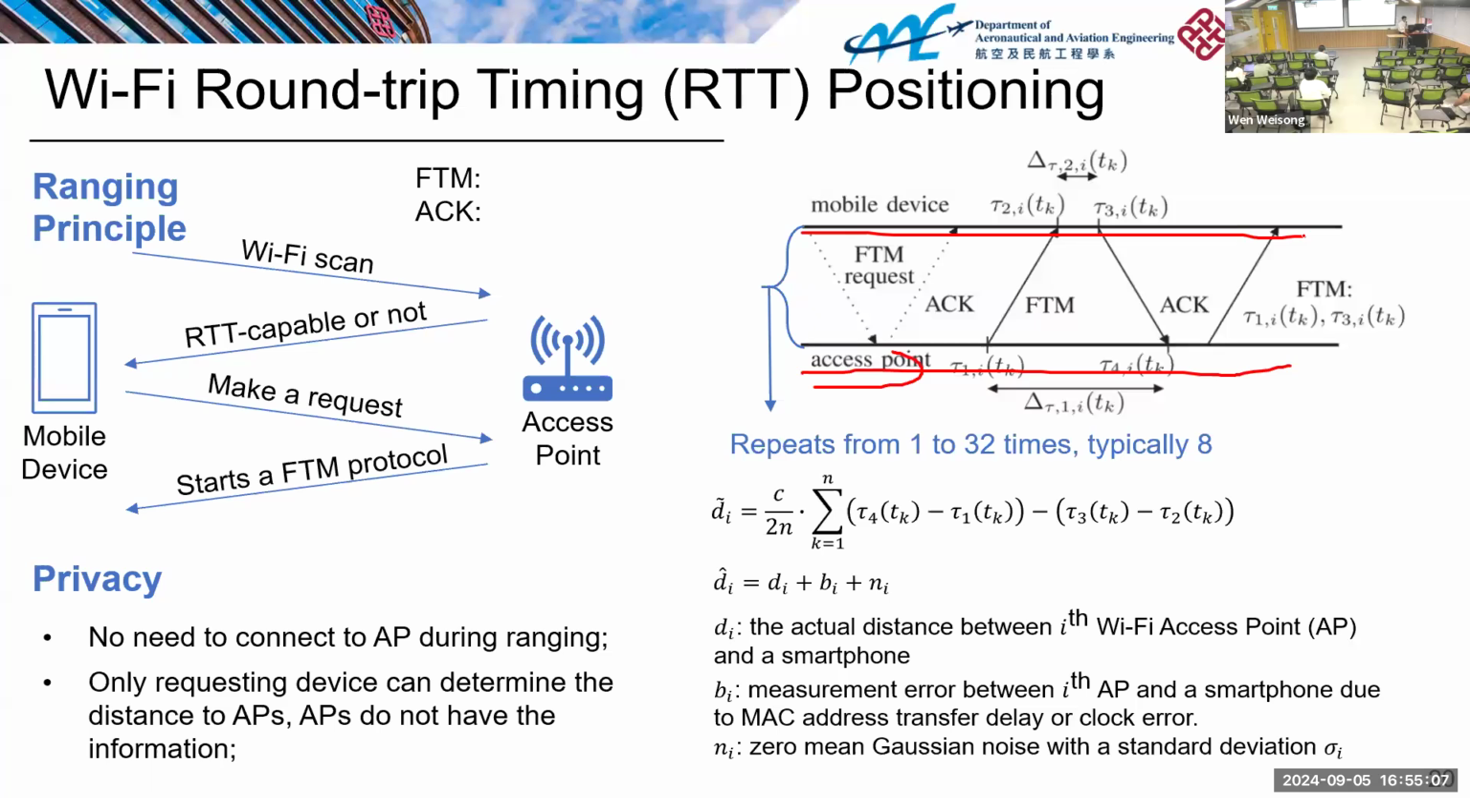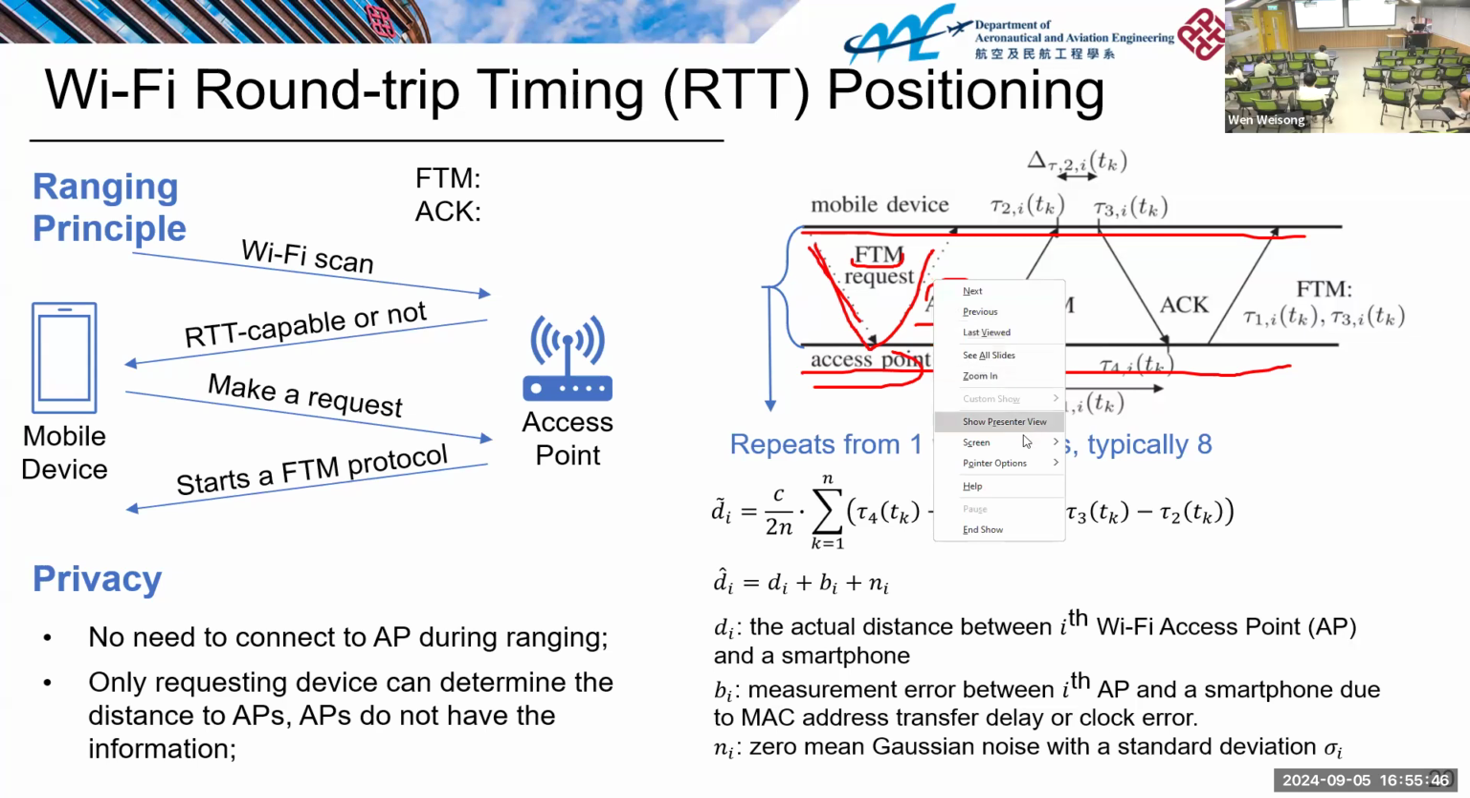First, it sends the FTM message, the fine timing message, as a request to the access point, and it will reply with an ACK, which means acknowledge. The ACK message goes back to check whether this router has the RTT function or not. This is only a very quick communication to ask if you have the range function. It is nothing related to the range itself, just a double check.